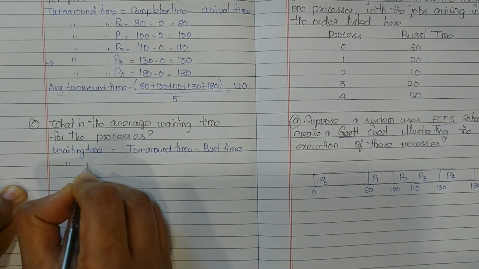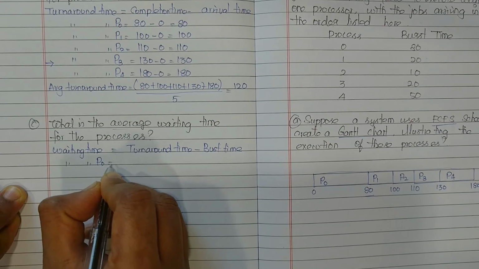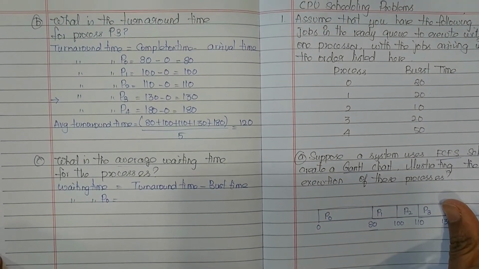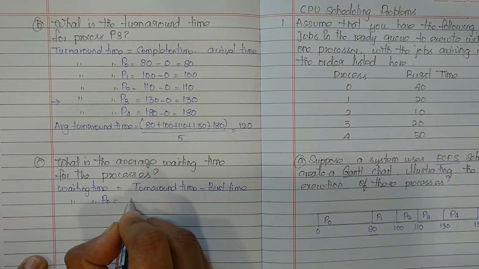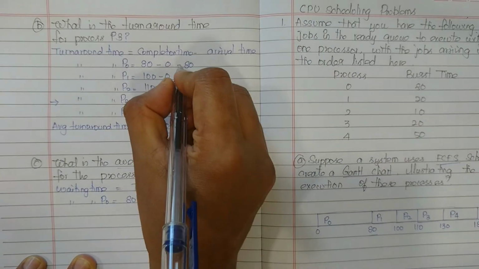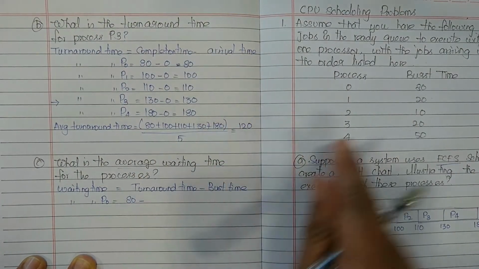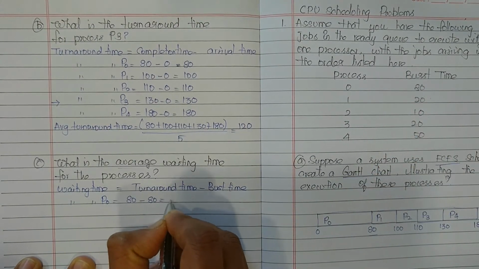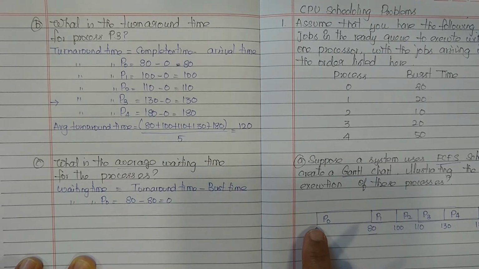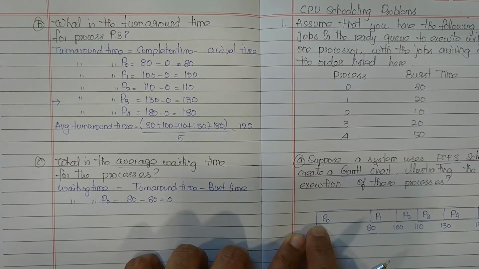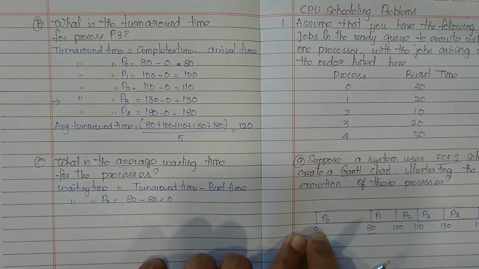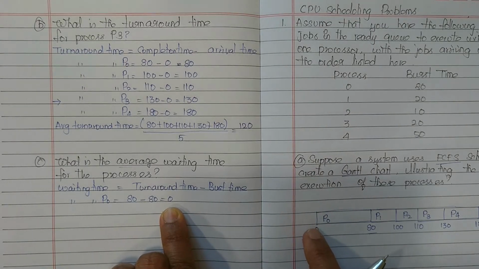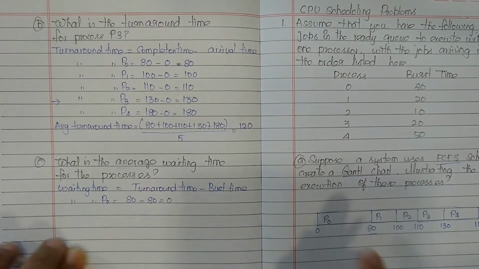So let's start with waiting time for P0. Turnaround time is 80, from here. And burst time is also 80, here in the question. So 80 minus 80, waiting time is 0. Can you see from here? P0 doesn't wait. The moment it comes into the ready queue, it's assigned to the CPU. So the waiting time is 0. You can check from the Gantt chart.